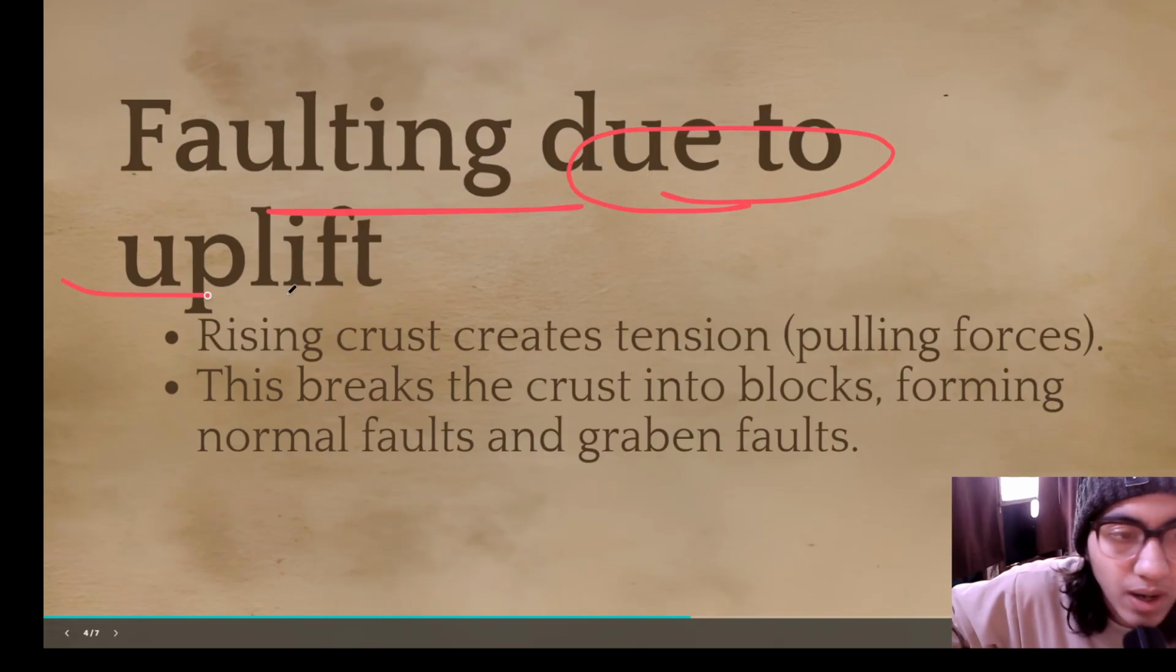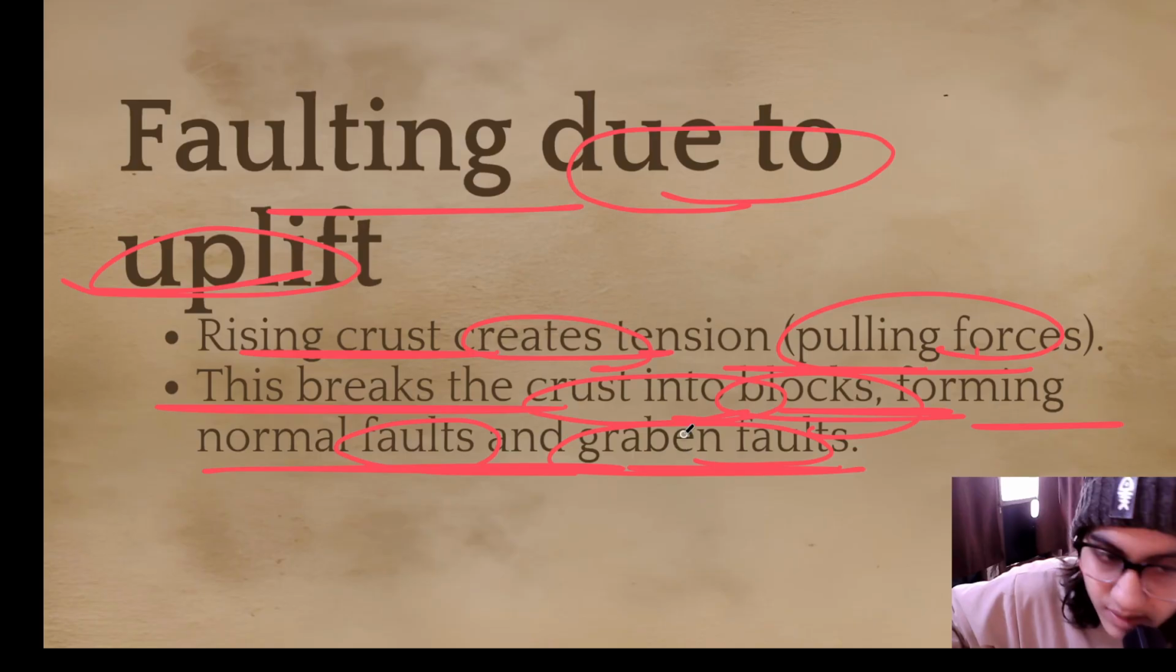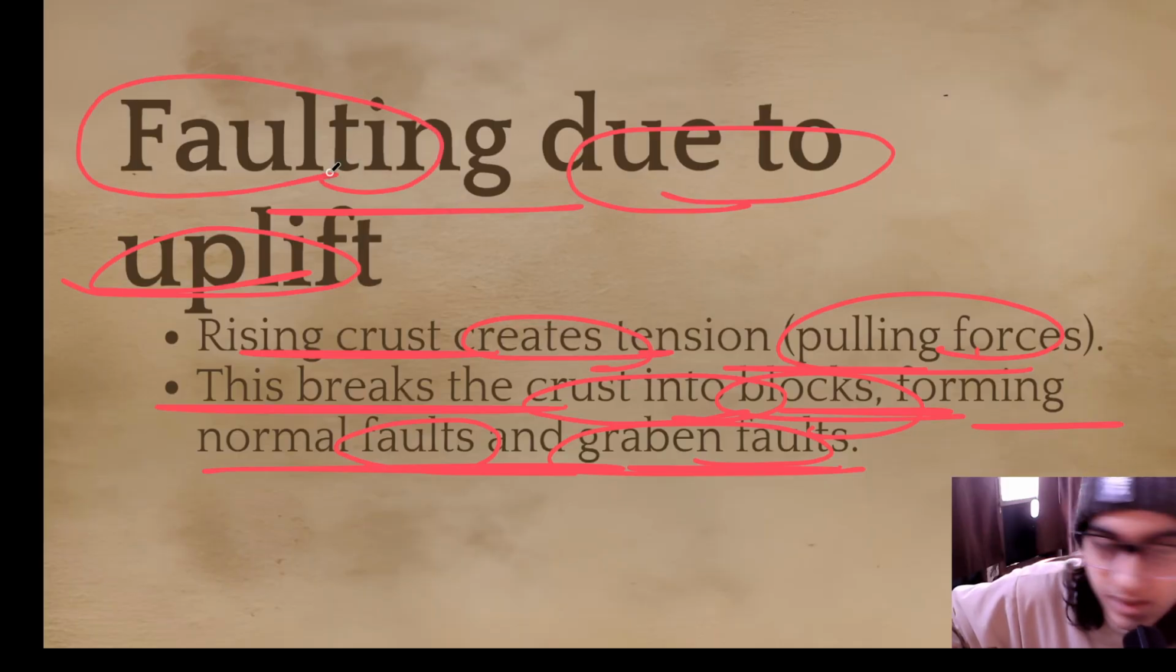Faulting due to uplift. Rising crust creates tension, pulling forces. This breaks the crust into blocks, forming normal faults and graben faults. So faulting happens because of breaks in the crust, basically.